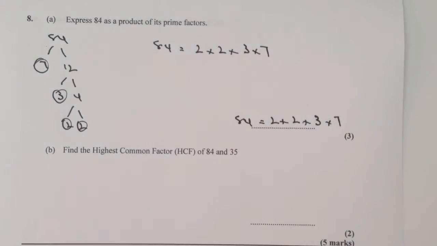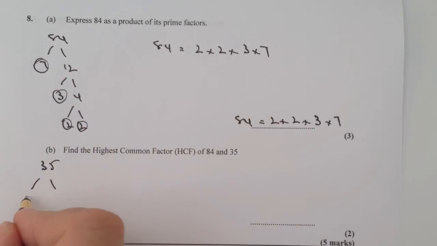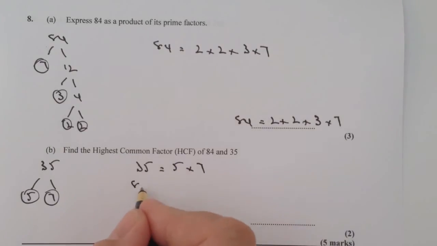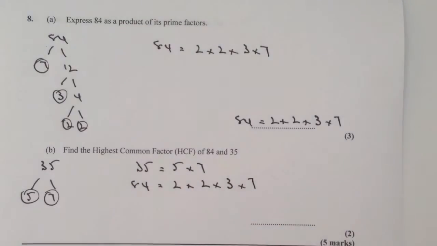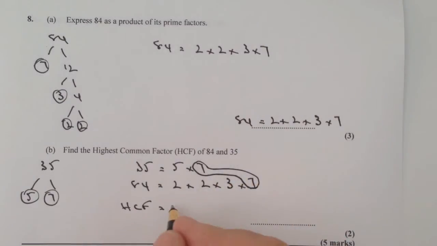Very typically with these sorts of questions you'll get a part B and it'll say find the highest common factor or the lowest common multiple, but we need to use the same principle in this case to work out 35. Well, 35 is fairly easy because 5 and 7 are both prime numbers. So if I write this out, I've got 35 equals 5 times 7, and then 84 we know from before is 2 times 2 times 3 times 7. So actually the highest common factor of the two is the common factor of 7 in this particular case. So HCF equals 7.